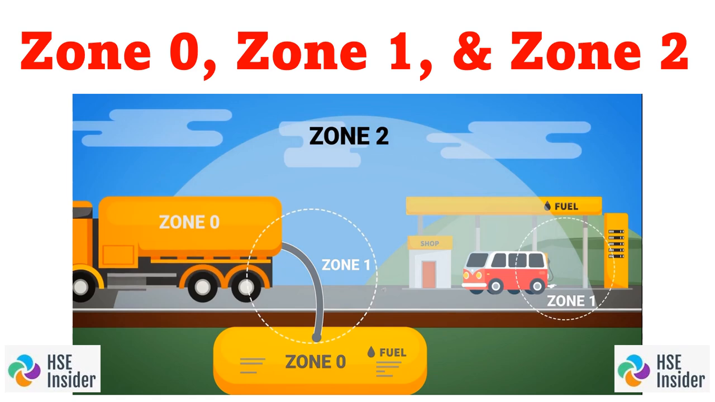Zone 2 is the area where an explosive atmosphere is not likely to occur under normal operating conditions, but may occur occasionally due to abnormal circumstances. So while the risk in Zone 2 is lower compared to Zone 0 and Zone 1, it is still important to take precautions to prevent incidents. Equipment used in Zone 2 must be designed to withstand the occurrence of an explosive atmosphere and also to reduce the risk of ignition.